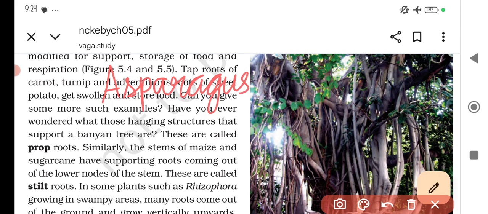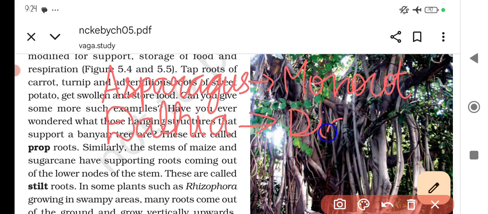And second is dahlia. Asparagus is a monocot. It has only 1 cotyledon. And dahlia is a dicot, 2 cotyledons. So these are fibrous root modifications. So here asparagus, as it is a monocot, it is having fibrous roots. But dahlia, though it is a dicot, it has fibrous roots.